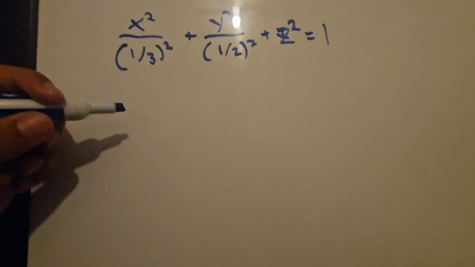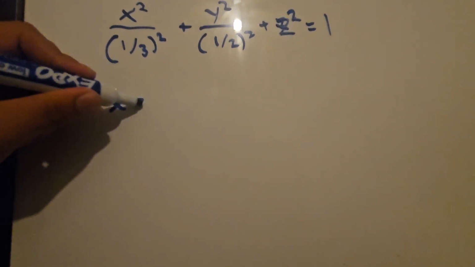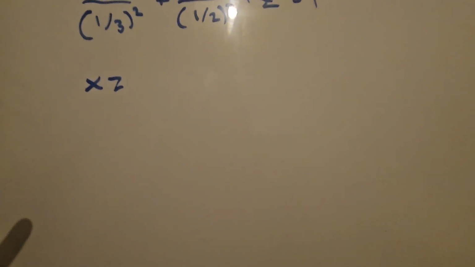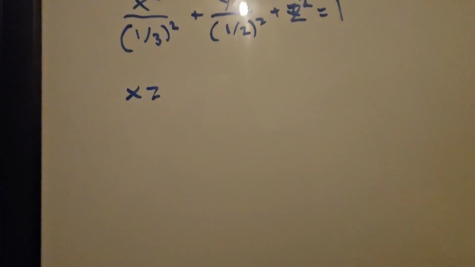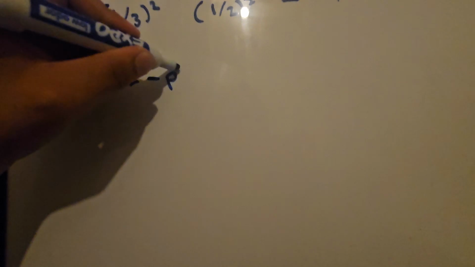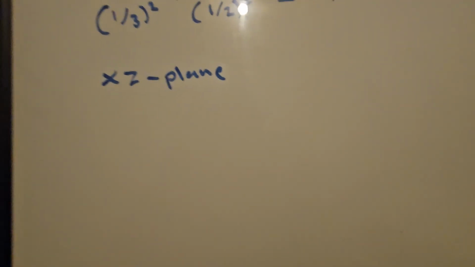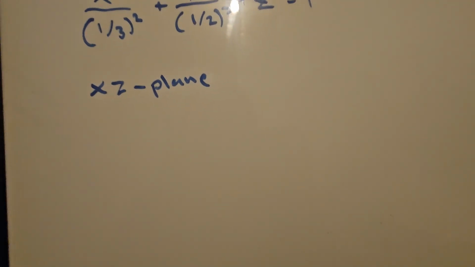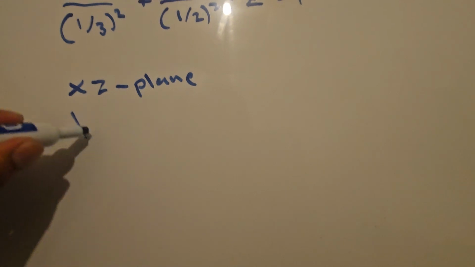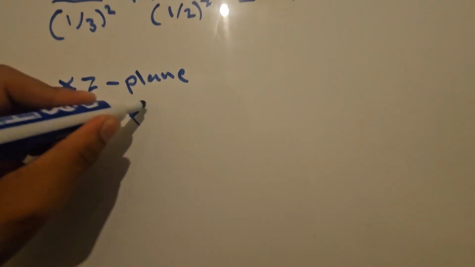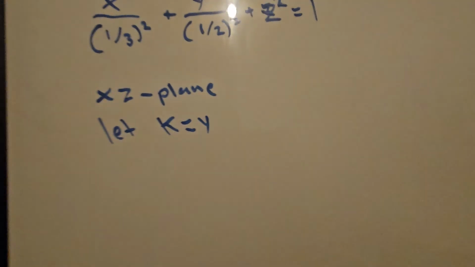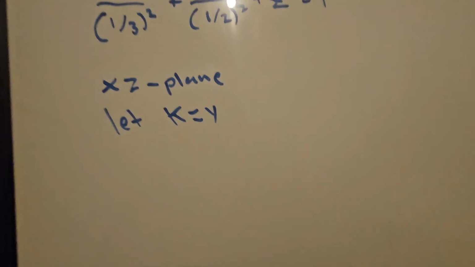So now we have the xz plane. We've done the xy, we've done the yz, now the xz plane. So we're going to let k equal y. Same thing applies. So where's y?